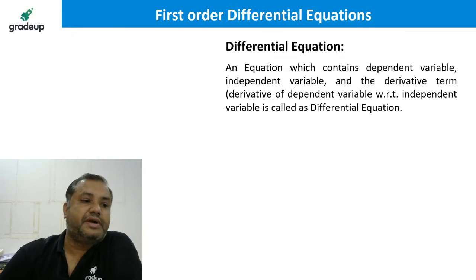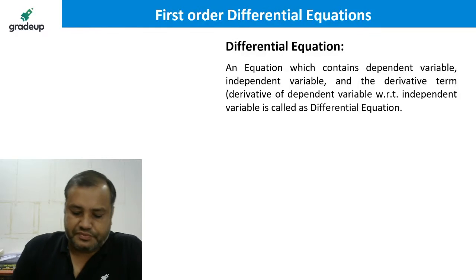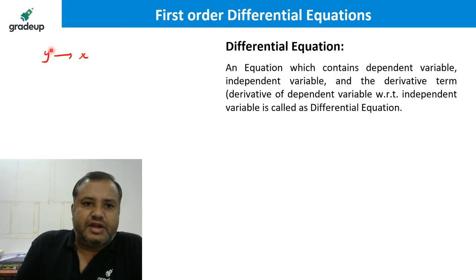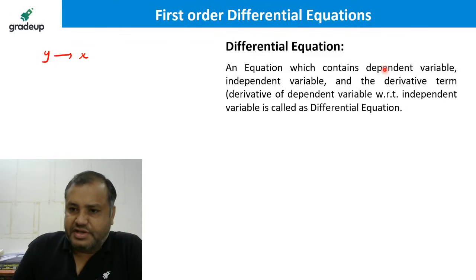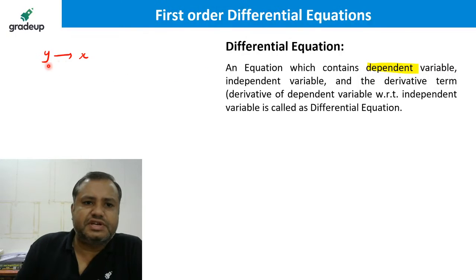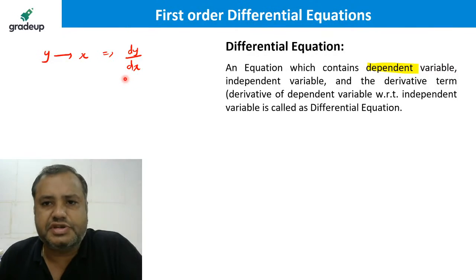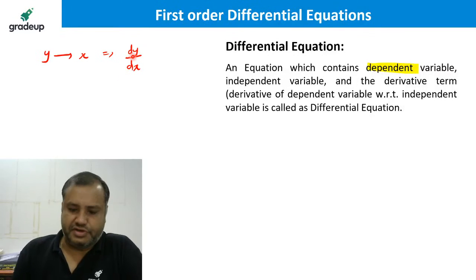Now, which type of dependent variable is involved in your differential equation? There are two possibilities. You can have a dependent variable which is a function of a single independent variable x. In that case, ordinary derivatives will exist and appear in the differential equation. When ordinary derivatives are present, the differential equation is called an ordinary differential equation.